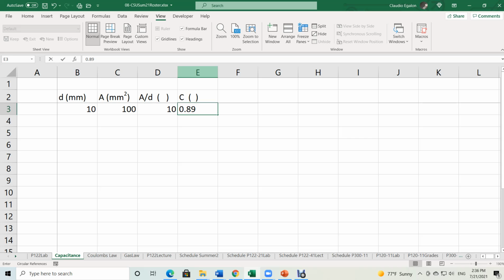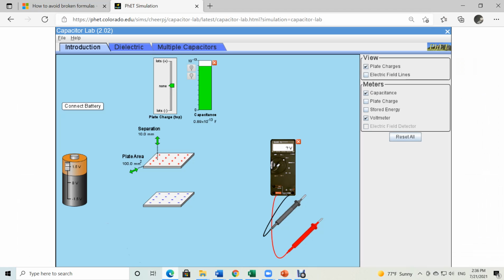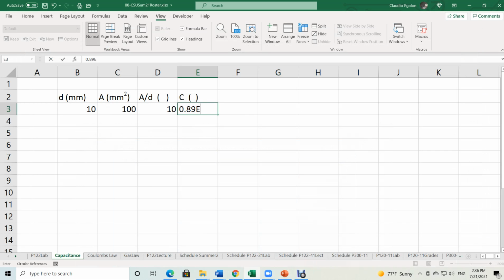0.89 E what? 10 to minus what? 10 to minus 13. Okay, and don't forget it's in Farads.